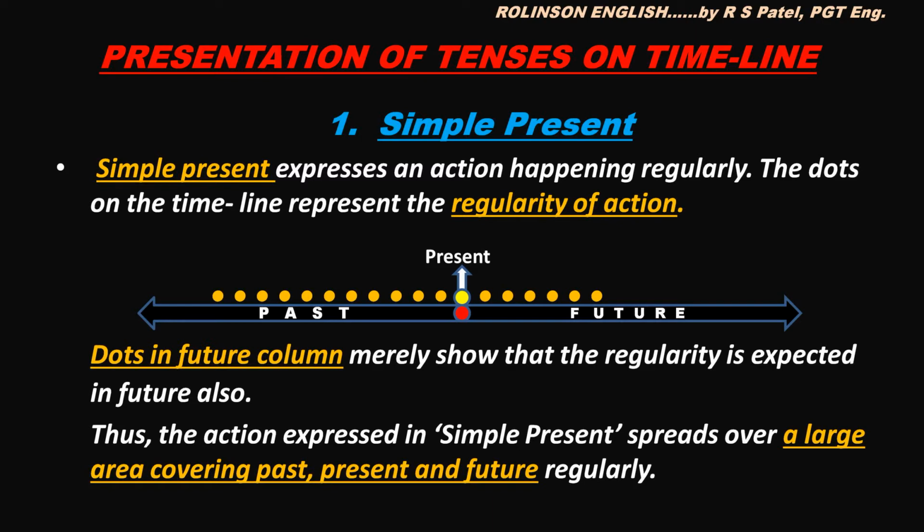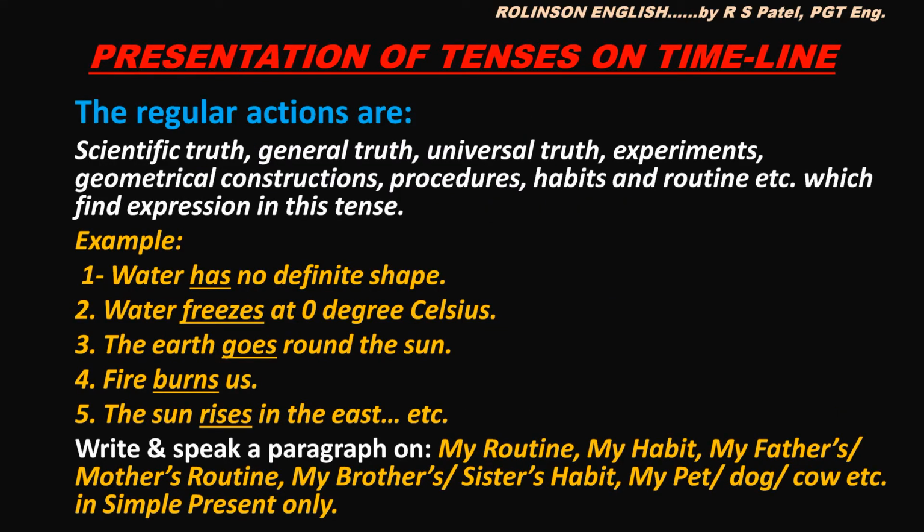Alright? What are these regular actions in real life situations? They are scientific truth, general truth, universal truth, experiments, geometrical constructions that you do and write in mathematics, procedures, habits and routine, which find expression in this tense.